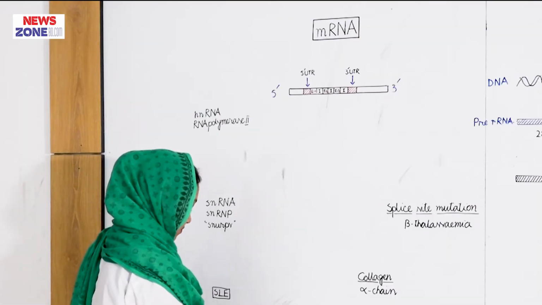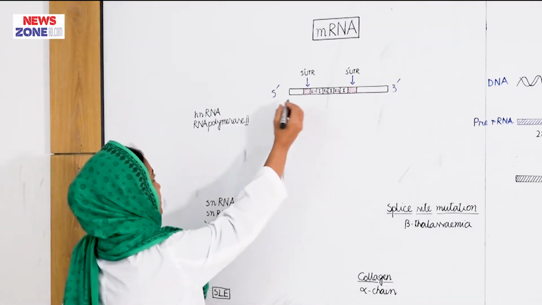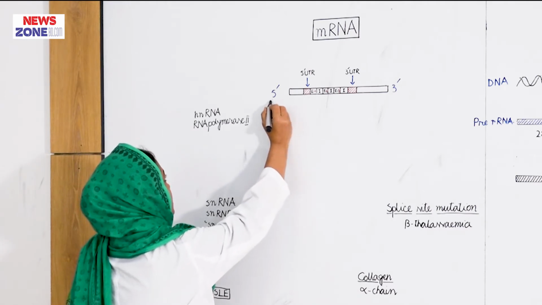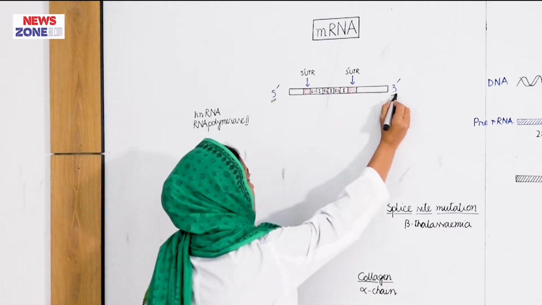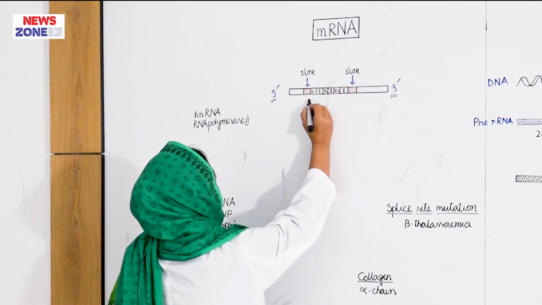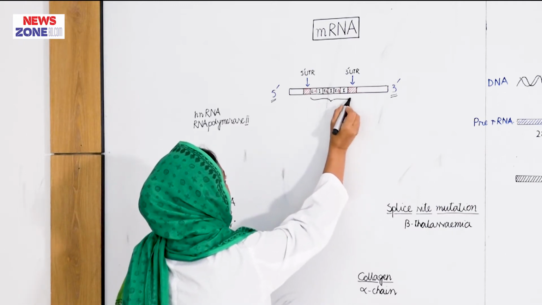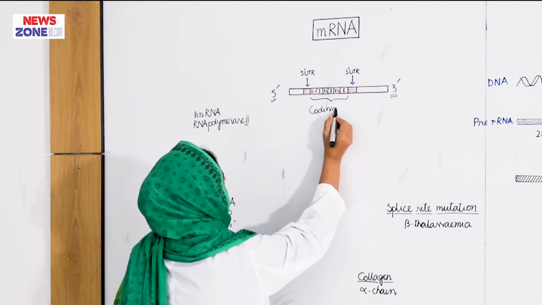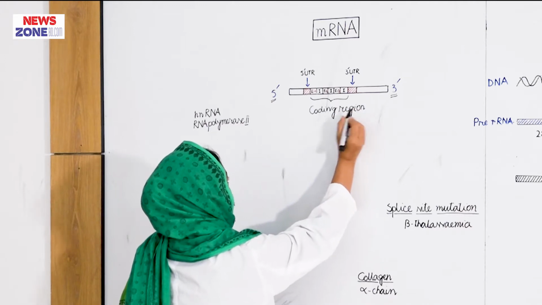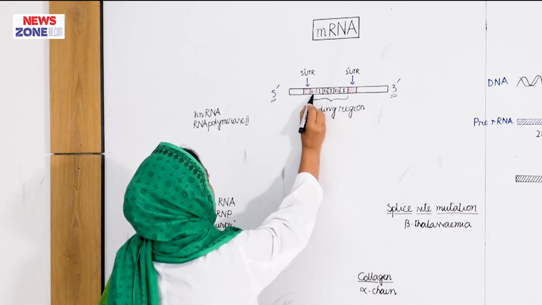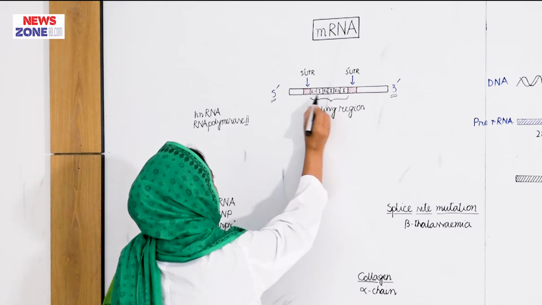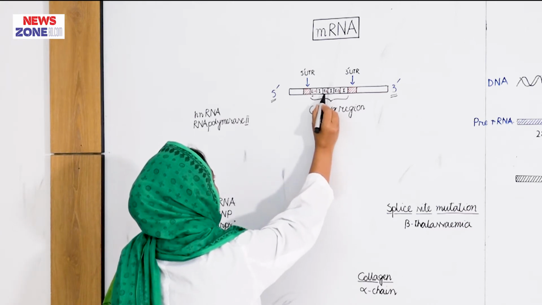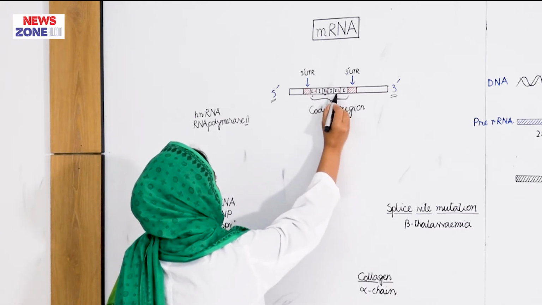This is the structure of messenger RNA. It has two ends. This is the 5' end, this is the 3' end. At the center is a coding region, a coding region or transcription unit. It consists of alternative arrangement of exons and introns. This is exon 1, exon 2, exon 3.